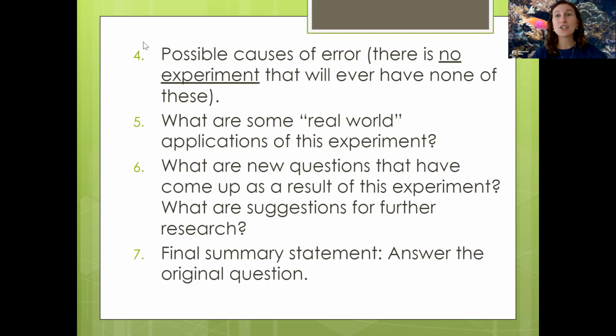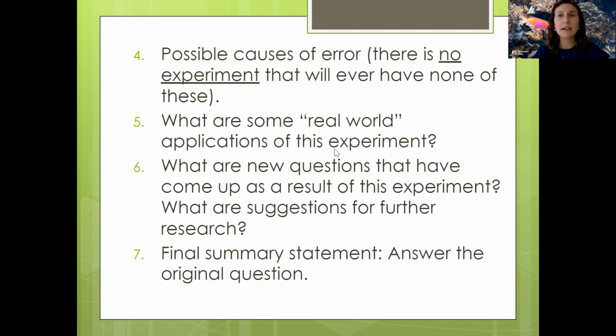Causes of error. Humans are imperfect. Goodness gracious, no, we make mistakes all the time. Your experiments are probably going to have mistakes in them. There has never in the history of any science been an experiment that has no errors. Possible causes of errors, you've got to think about it because that's when you take into consideration, yes, this is what I see, but here's what possibly is influencing what I am or am not seeing in my data.